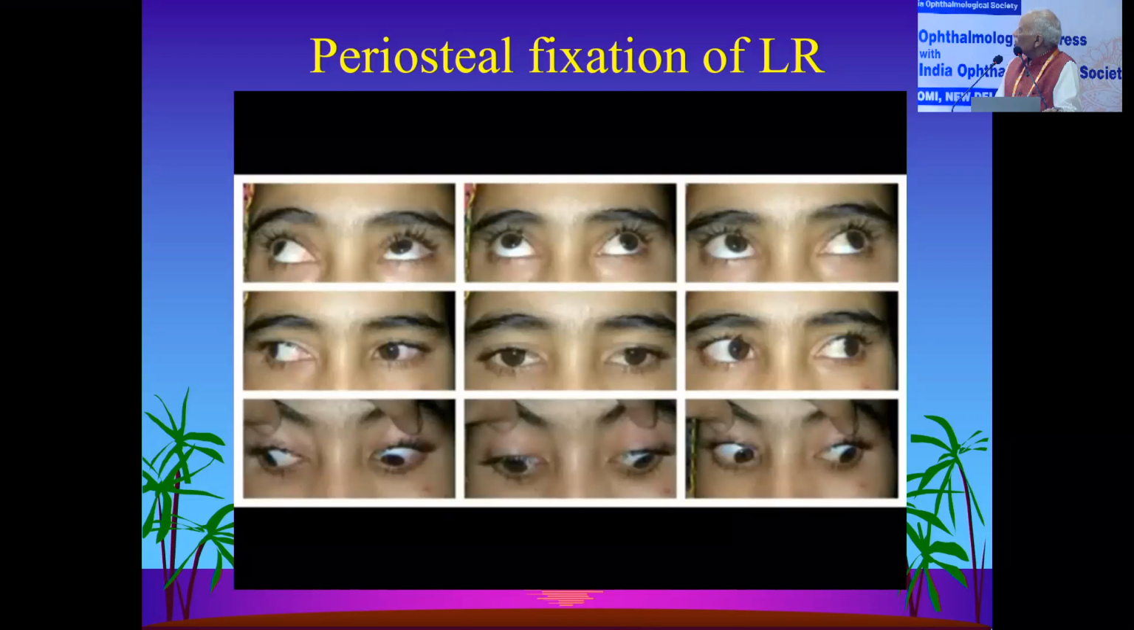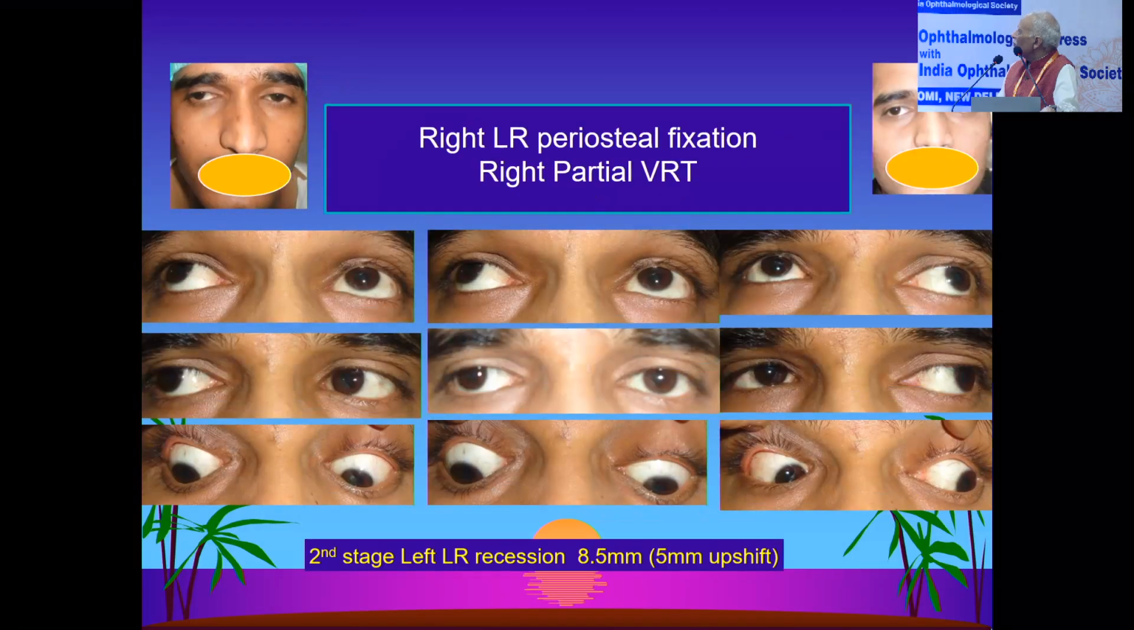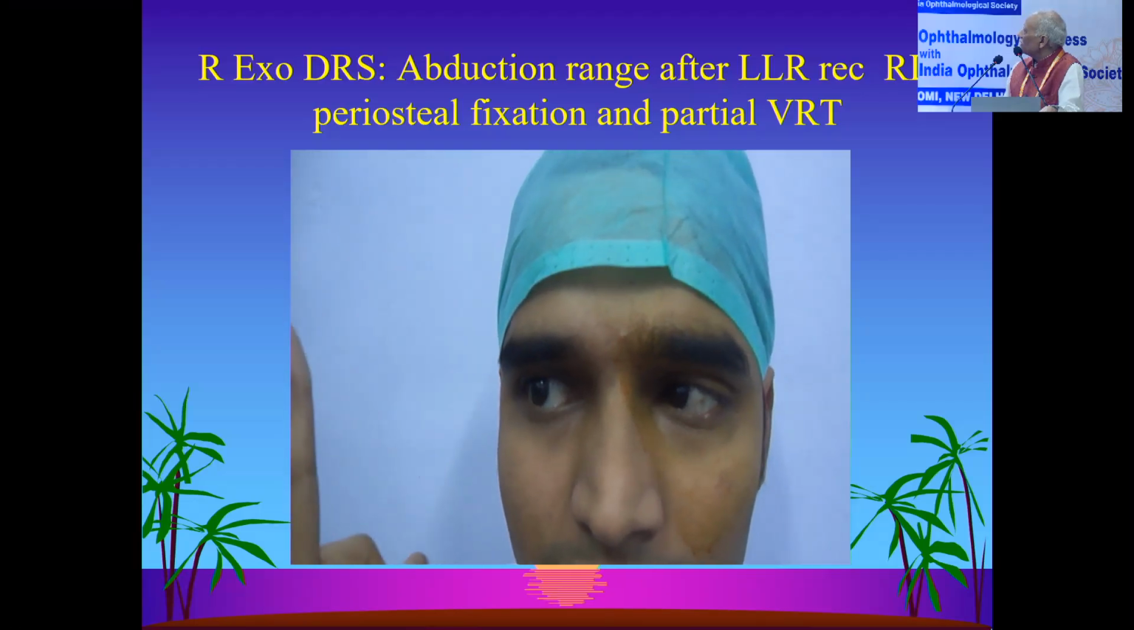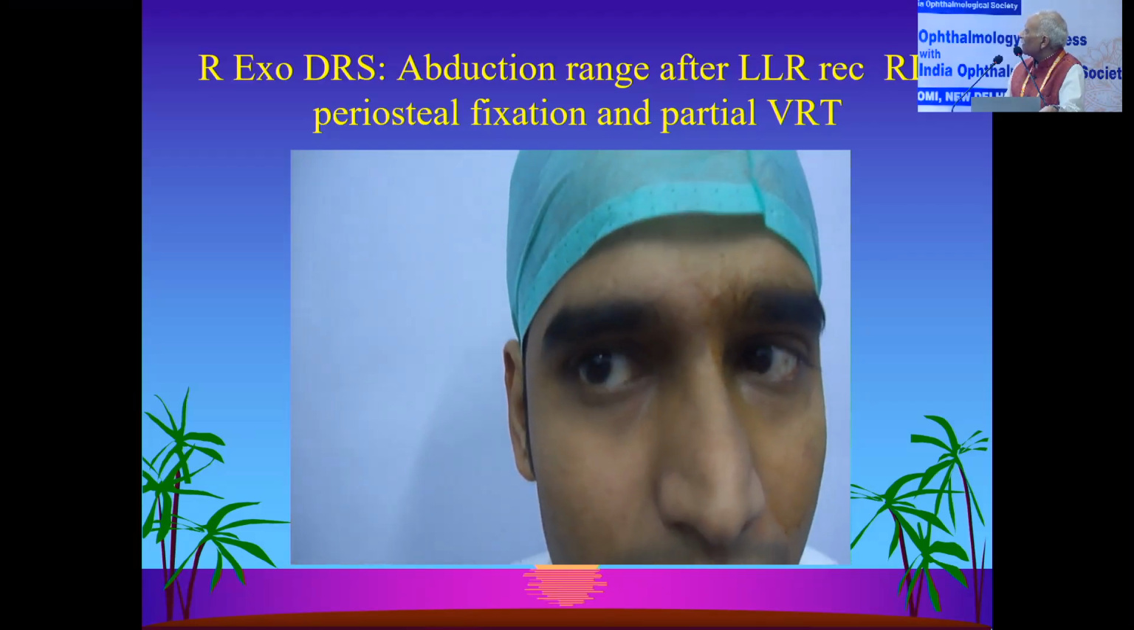I don't want to go into this detail of the video. You can see on the net, this is available. Adjustable partial VRT, or nowadays the Nishida procedure is very handy that we do. So now this guy we did a partial VRT, and you see the abduction is improved along with the exo DRS getting corrected in the right eye.